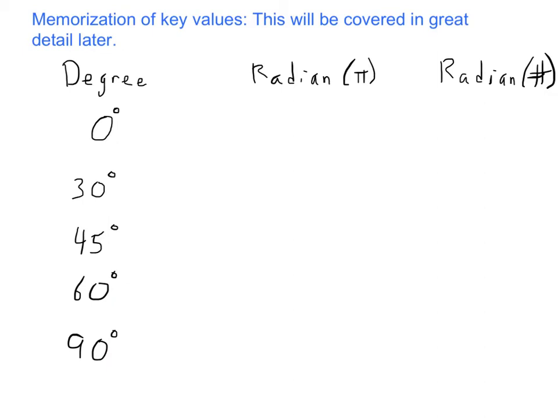The radian version of 0 degrees: well, a 0 degree angle means you haven't gone around the unit circle at all, which means the radian measurement for that is 0. I guess you could put 0 pi, but I'm not even going to write that. And so the real number value of that is still 0. No surprise.